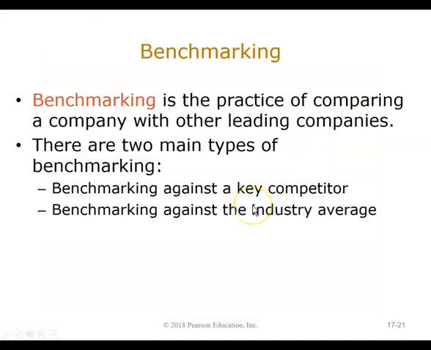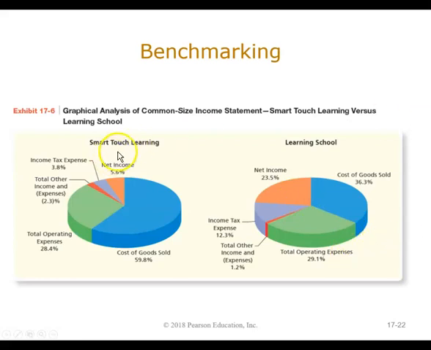All right, benchmarking is the practice of comparing a company with other leading companies. There are two main types. You can benchmark against a key competitor, so just Walmart to Target, or you can benchmark against the entire industry average. So when we do this, we could look at Smart Touch Learning and we could compare in a graphical analysis Smart Touch Learning to Learning School, and we could make some conclusions about them. Remember how we saw that cost of goods sold was a much bigger piece of the pie for Smart Touch Learning and much smaller over here, but Learning School had more operating expenses and less over here. So this would be benchmarking. We are comparing, in this case, competitor to competitor.